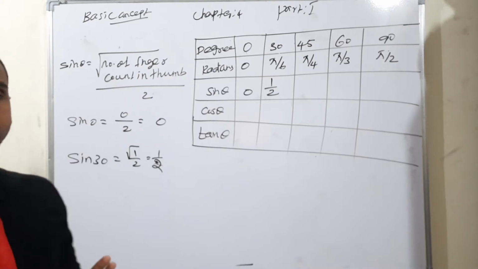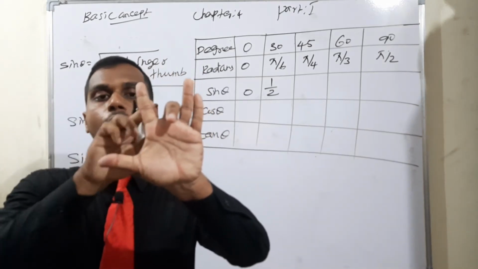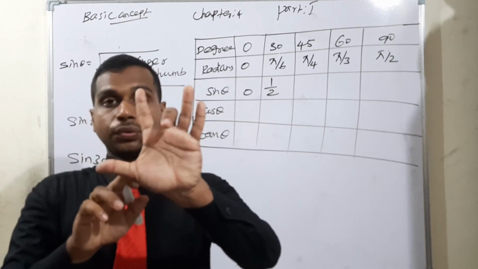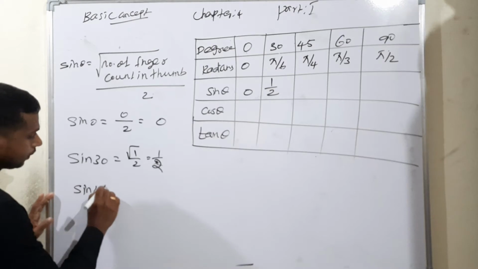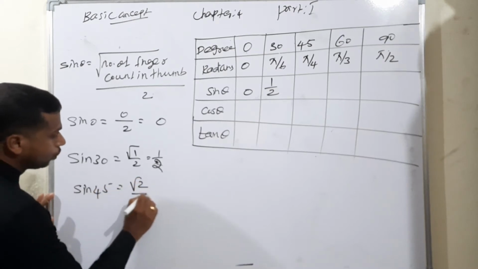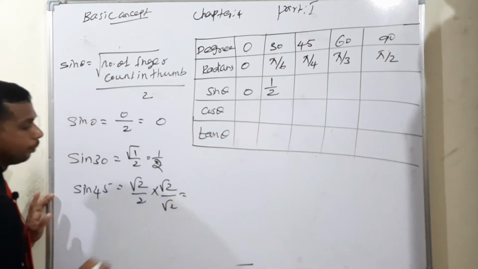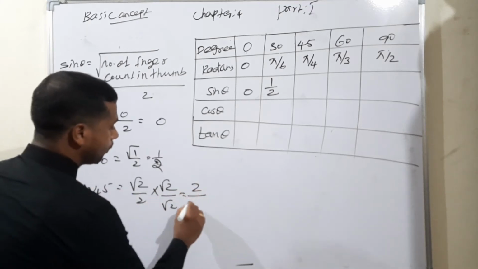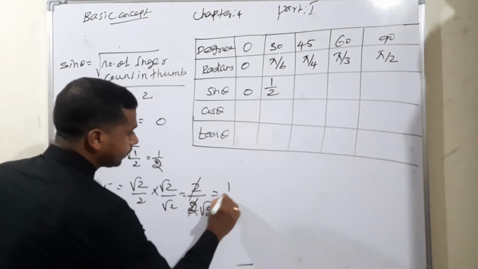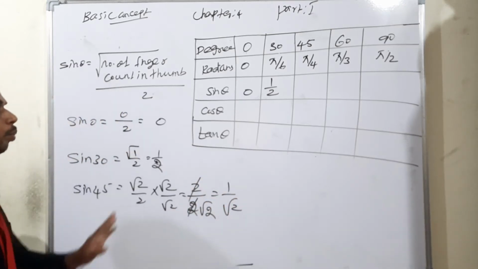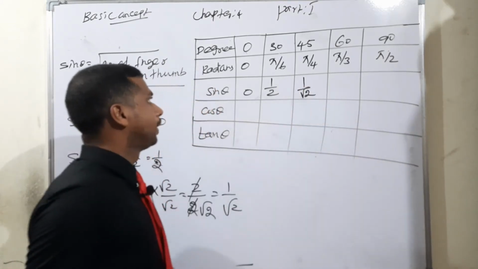I am moving to sin 45. You have to check the middle finger. On the thumb side, how many fingers remain? 2 fingers remain. Therefore sin 45 is equal to root 2 divided by 2. If you take the conjugate, root 2 divided by 2 becomes root 2 into root 2, that is 2, over 2 root 2, and the 2s cancel. Therefore sin 45 value will be 1 by root 2.